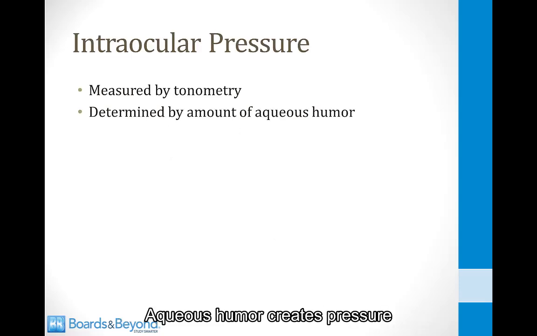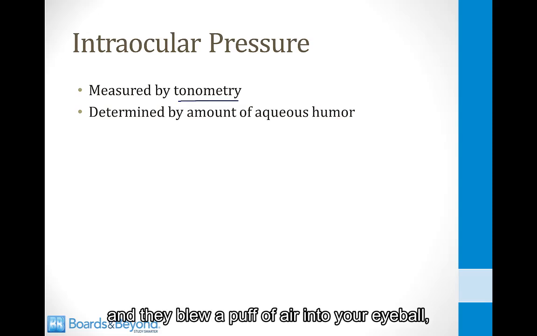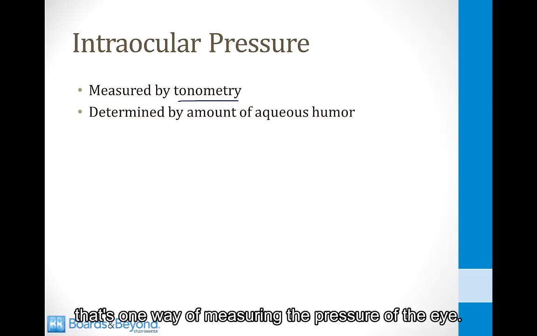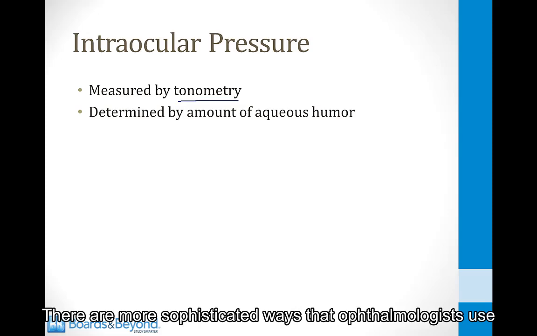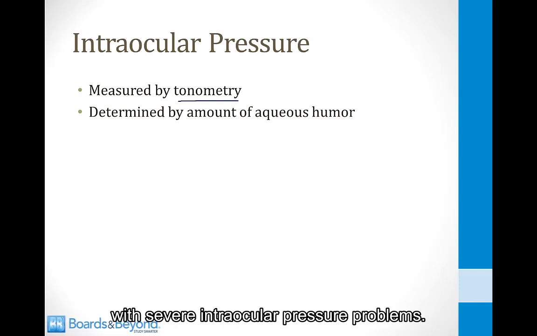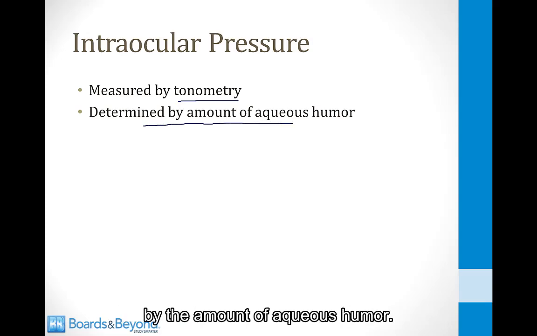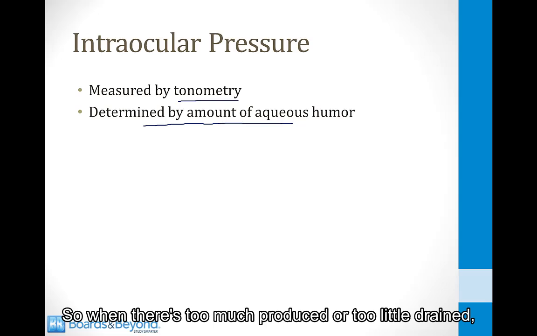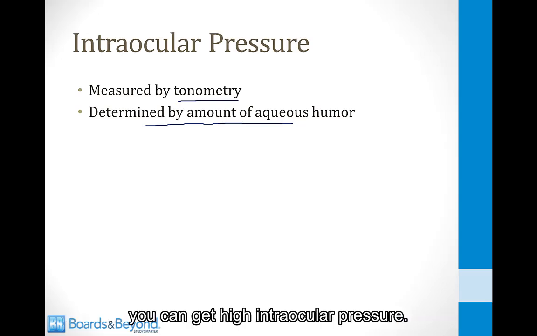Aqueous humor creates pressure in that anterior chamber of the eye, and you can measure the pressure in the eyeball using something called tonometry. If you've ever been to the eye doctor and they blew a puff of air into your eyeball, that's one way of measuring the pressure of the eye. There are more sophisticated ways that ophthalmologists use in treating patients with severe intraocular pressure problems. And the intraocular pressure is determined by the amount of aqueous humor. So when there's too much produced or too little drained, you can get high intraocular pressure.